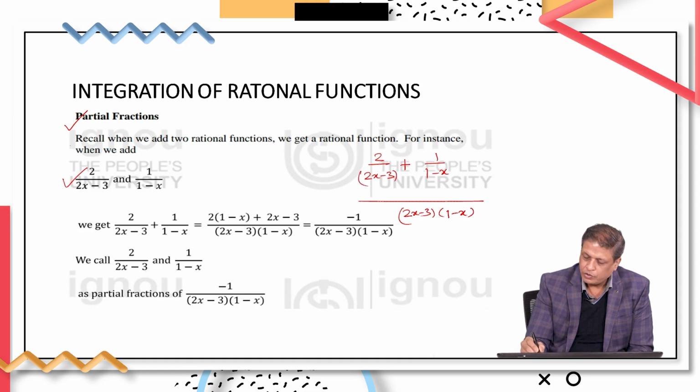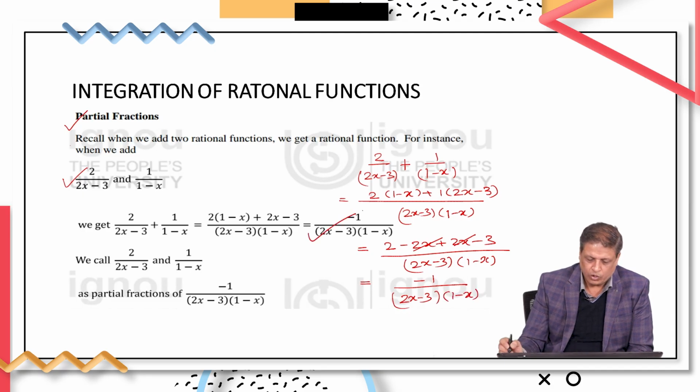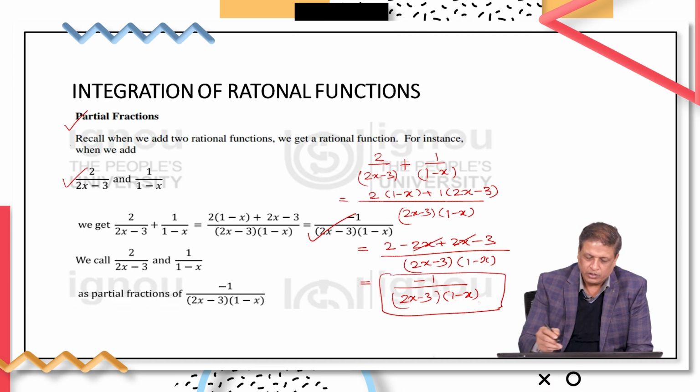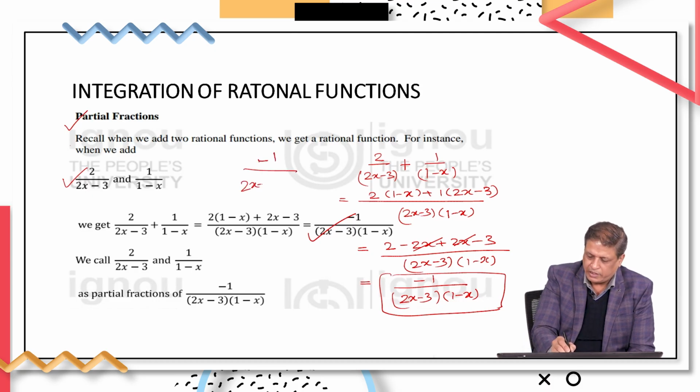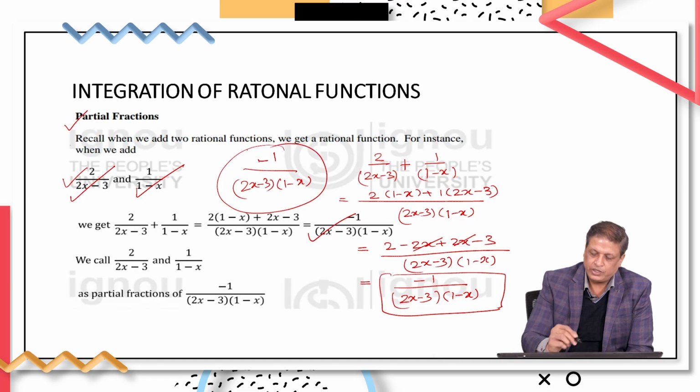Solving it, you will get 2 into (1 minus x) plus 1 into (2x minus 3). Opening the braces, you will get 2 minus 2x plus 2x minus 3 upon (2x minus 3) into (1 minus x). So, this will cancel out and 2 minus 3 is minus 1. So, minus 1 upon (2x minus 3) into (1 minus x), this is what we have. So, for this rational function minus 1 upon (2x minus 3) into (1 minus x), these two, that is 2 upon 2x minus 3 and 1 upon 1 minus x, are the partial fractions of this rational function.